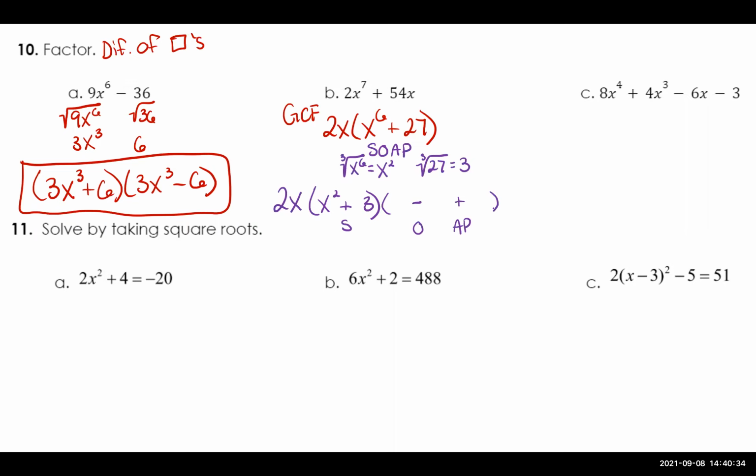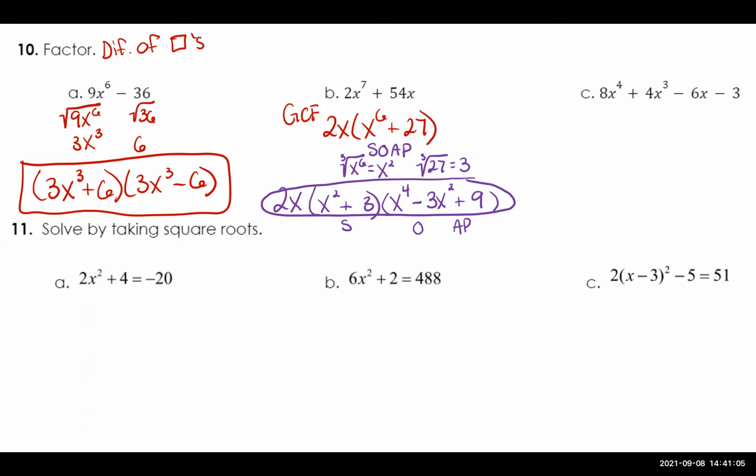To fill in the blanks, we're just going to multiply our first parentheses. So we're going to start by multiplying x squared times x squared is x to the 4th. Then to find the middle term, I'm going to multiply x squared times 3 to get 3x squared. And our last term, I'm going to multiply 3 times 3 to get 9. And this is my final answer.